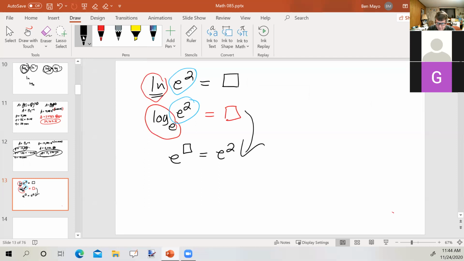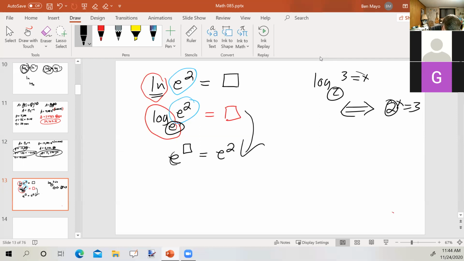Can you explain how you got there? Okay, so this goes back to yesterday, the idea that if we have, let's say, log base 2 of 3 equals x, we change that to an exponential equation, we get 2 to the x equals 3. The base is the same, the other two numbers change places. Yes. Okay, so here the base is the same, the other two numbers change places. Oh, okay. I see.